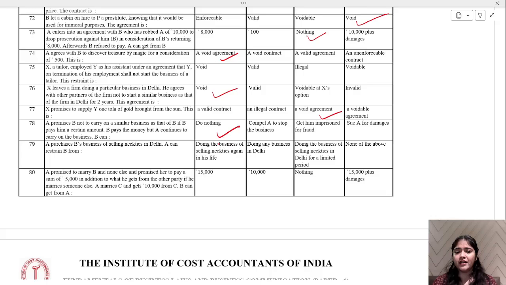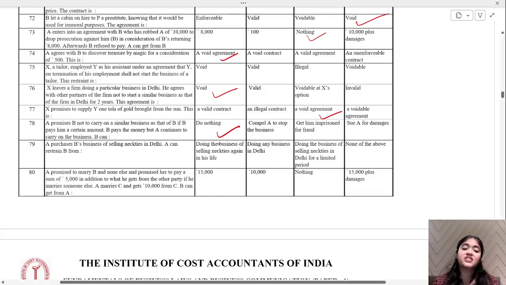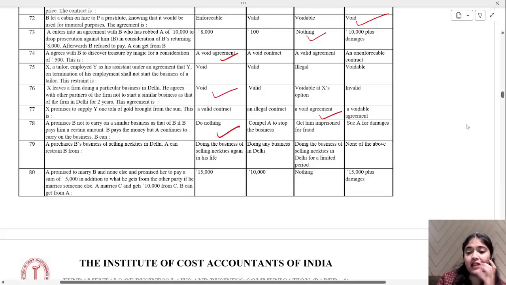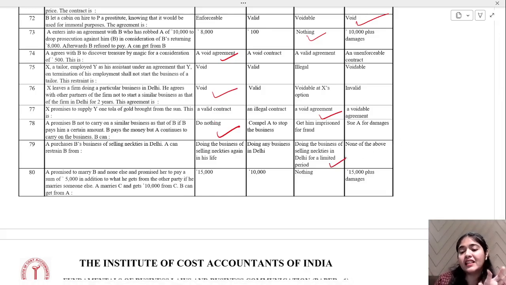Anyone can open, right? A purchases B's business of selling neckties in Delhi. A can restrain B from doing the business of selling neckties in his life, from doing any business in Delhi, or from doing the business of selling neckties in Delhi for a limited time, or none of the above. Tell me, what can he do? Yes, what should be the answer? For a limited period, you can tell them not to sell.